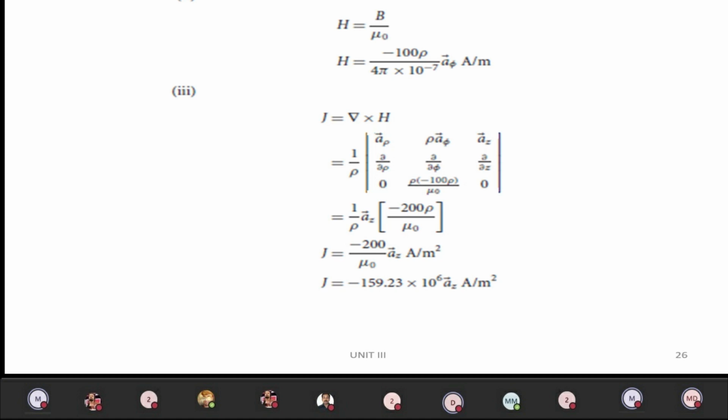That is the curl. So what is the curl for the cylindrical system? That's what we obtain here. J equals 1 by rho, determinant of a rho, rho a phi, az, dou by dou rho, dou by dou phi, dou by dou z, 0. Only for A phi do we have a value, so the A rho value and Az value will be 0. Substitute those values and you will get the J value.